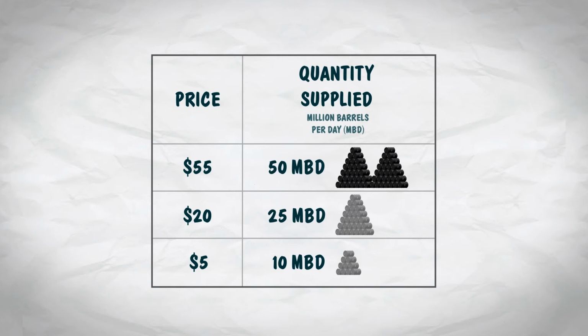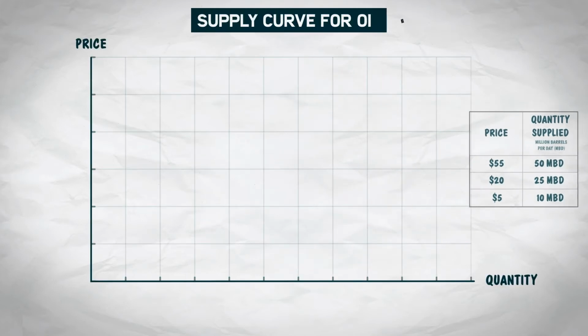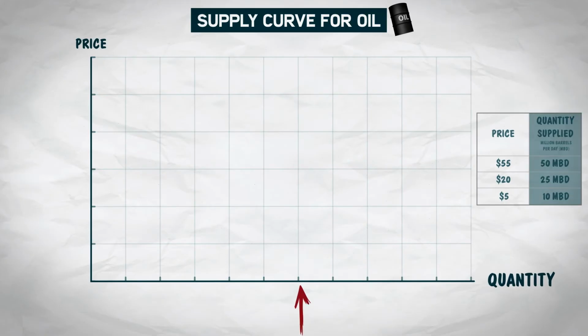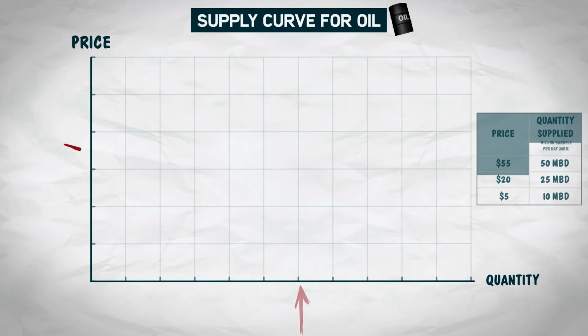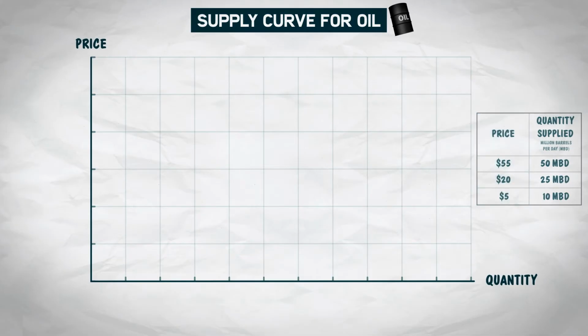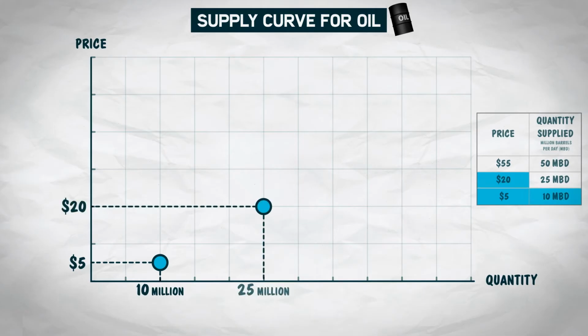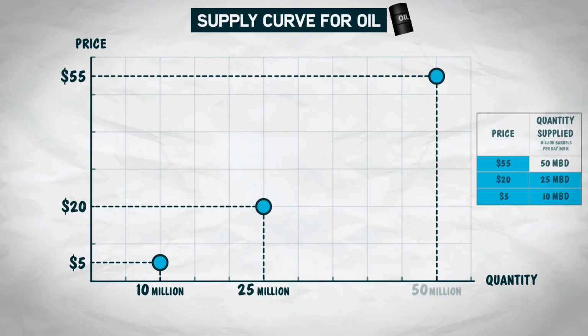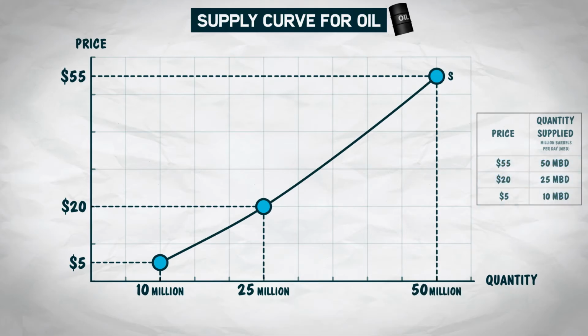Now let's convert these into a graph with the quantity of oil supplied on the horizontal axis and the price of oil on the vertical axis. We can now plot our 3 points and simply connect them with a line. That's the supply curve for oil. It shows us the quantity supplied at every price.